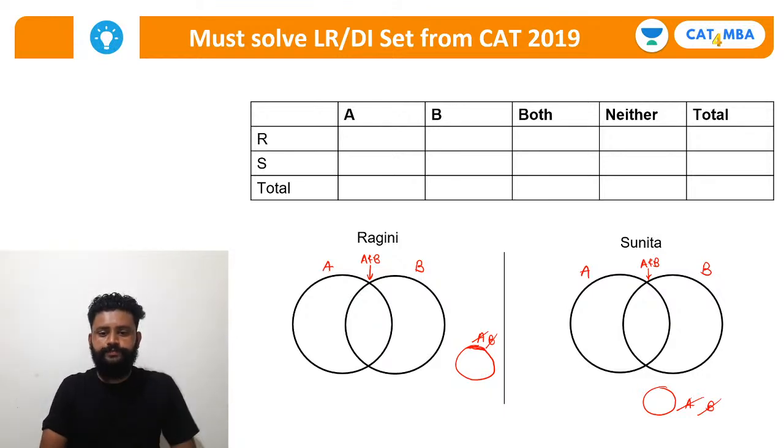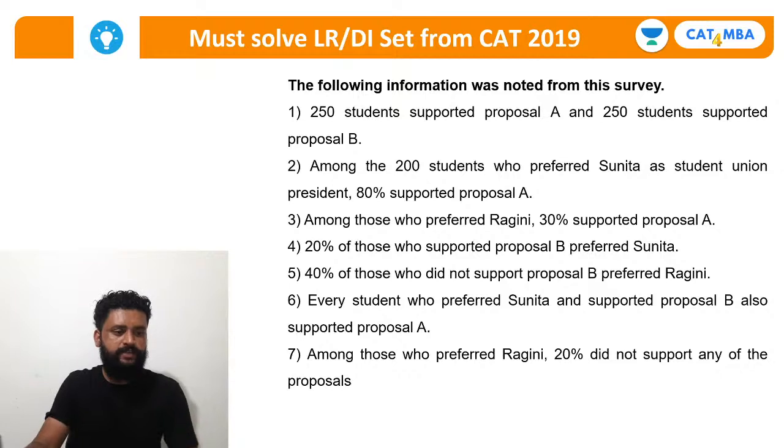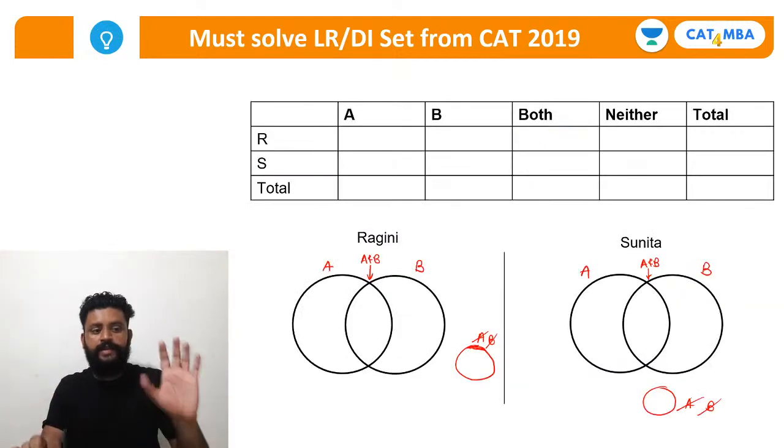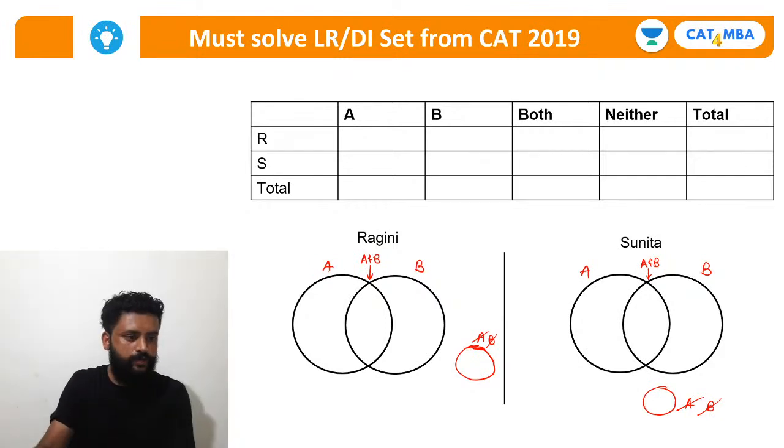Can you try it now? Understood how to represent the information, Sujana? Then Nicole, I think this structure will be really helpful for you. I can show you the slides, the previous hints as well. So 250 students supported proposal A and 250 supported proposal B. So this is about the total students who supported proposal A. Okay, that's not only A, it means complete A, and B also comes into it.